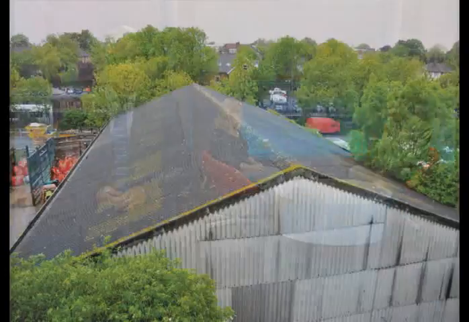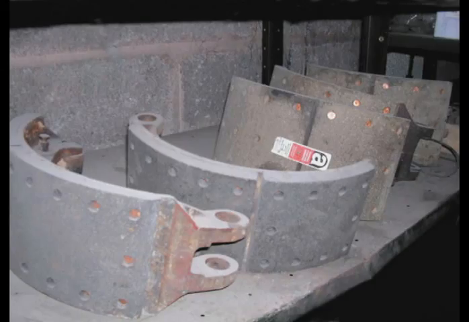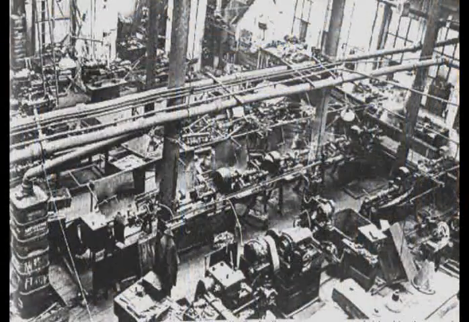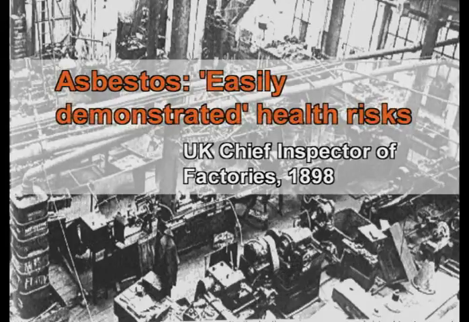From the late 19th century, thousands of tons of asbestos were excavated to make plaster, roofing sheets, ceiling tiles, fire breaks and partitions. And industry used huge quantities in brakes, boilers, electrical goods and as lining in pipes. However, as early as 1898, the UK Chief Inspector of Factories reported that asbestos had easily demonstrated health risks.